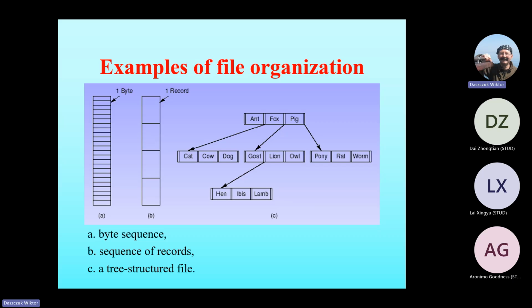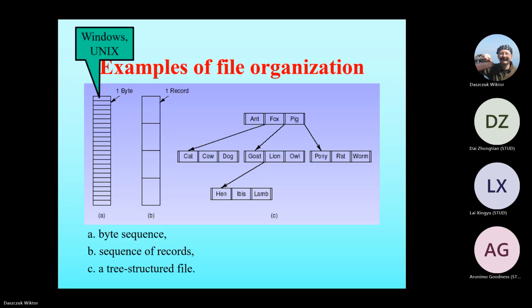Today we will continue the lecture on mass storage. Last time we talked about file arrangement. Here you have an explanation of what a byte sequence is, which is typically called a serial file, a sequential file that is a sequence of records, and a tree structure file.